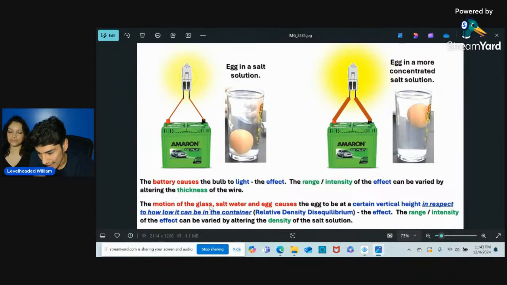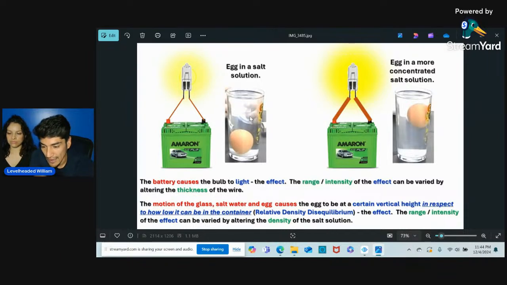The motion of the glass, salt water, and egg causes the egg to be at a certain vertical height with respect to how low it can be in the container. Again, only when connected to the Earth. Again, RDD. The effect. Exactly, it's an effect that's only present when connected to the Earth. The buoyant effect. The range/intensity of the effect can be varied by altering the density of the salt solution.